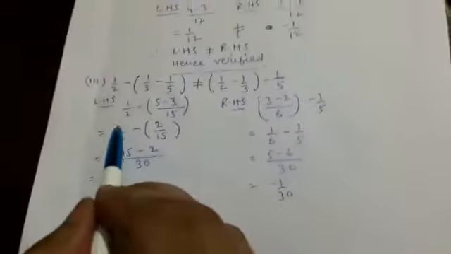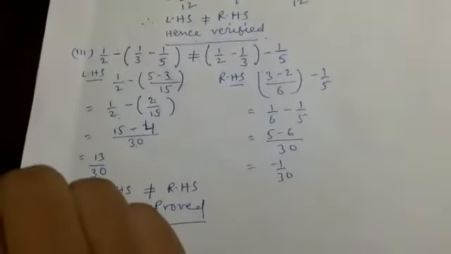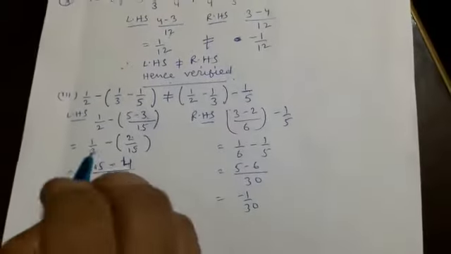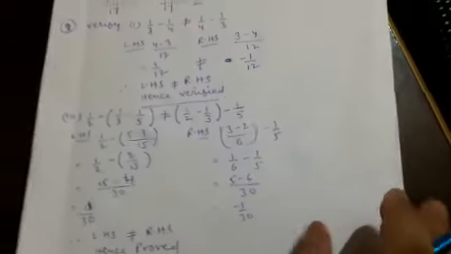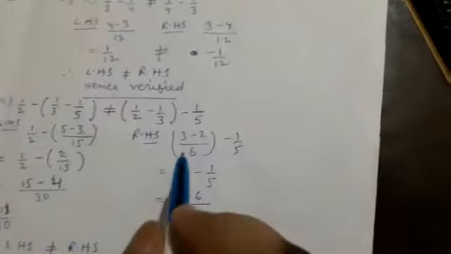2 15s are 30, 15 1s are 15, minus 15 2s are 30, 2 2s are 4. Now 15 minus 4, that is equal to 11. This side is the LHS.